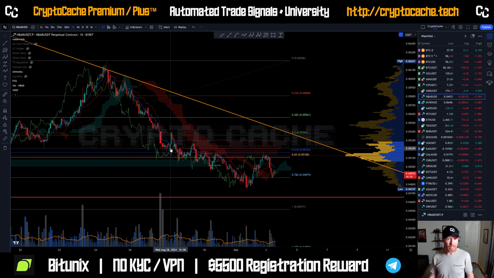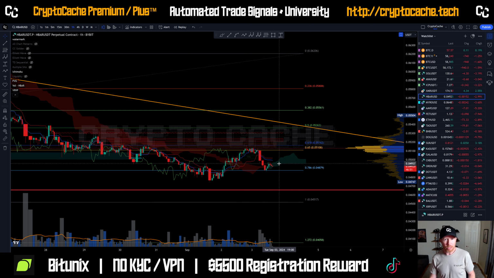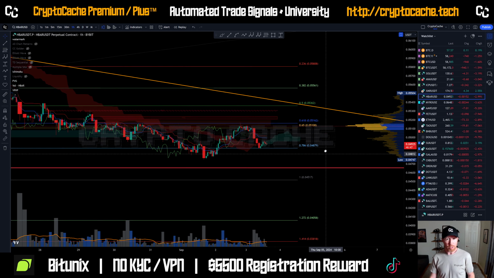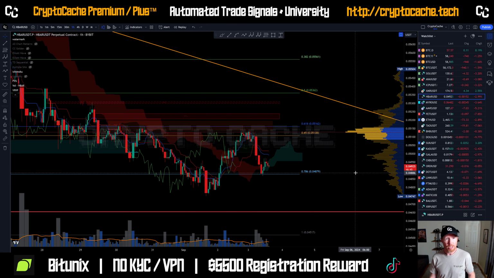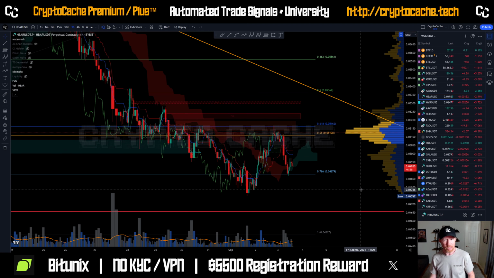Ichimoku Cloud, we combine that to look at this here. We are testing the lower lead. Lagging span is free and clear. Conversion line is below the baseline. We're a few hours away from confirming that a short position might be viable, especially if Bitcoin continues lower. This could be a good little hedge for us here, potentially, just based on the way that things are progressing.